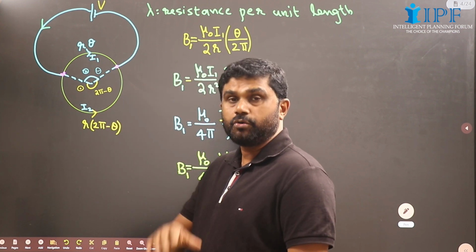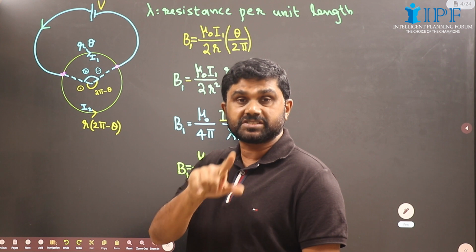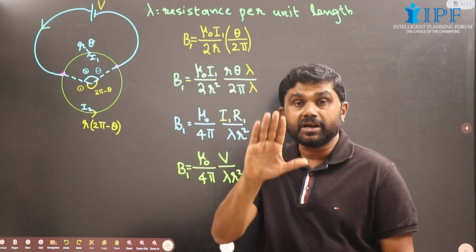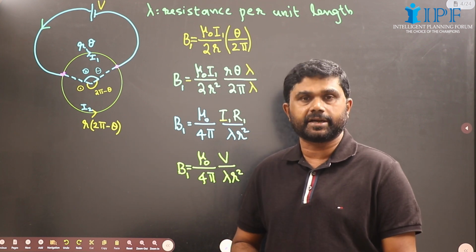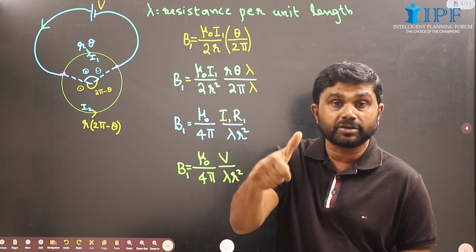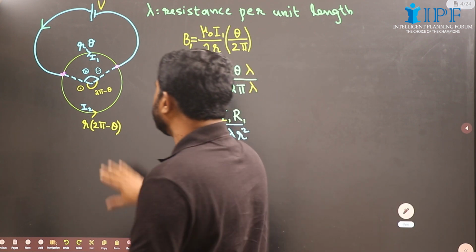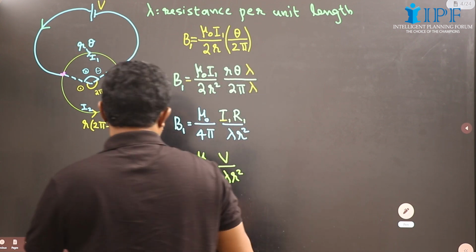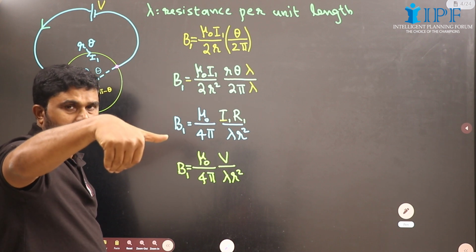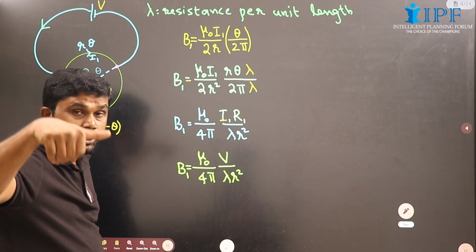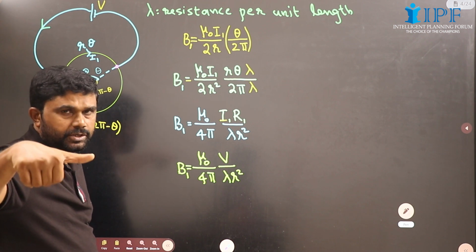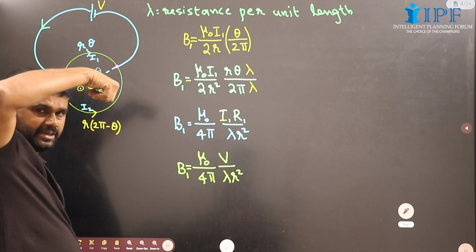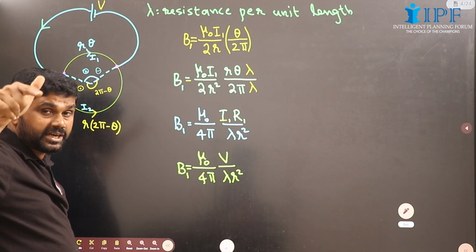Now how do we find the magnetic field at the center of a circular loop? We have to use the right hand rule again. Curl the fingers along the direction of electric current, then the thumb will point along the direction of magnetic field. Now here, the current in the upper arc is in the clockwise direction, so we have to curl the fingers like this. So the magnetic field at the center due to the upper arc will be along the inward normal.